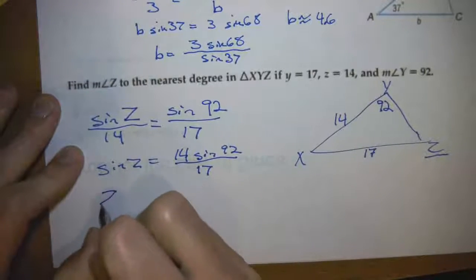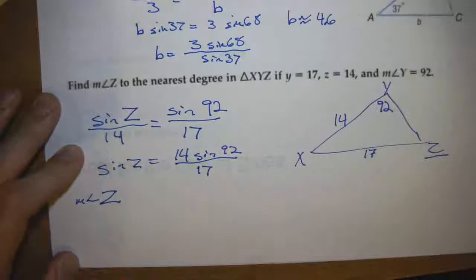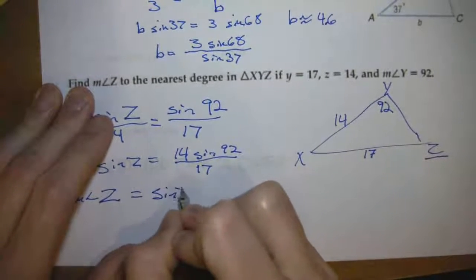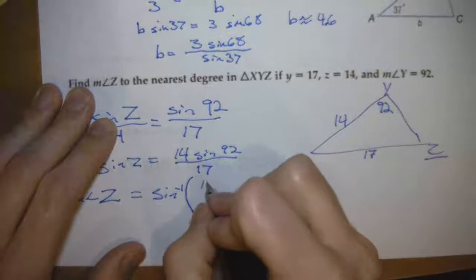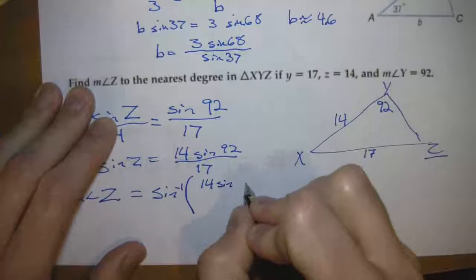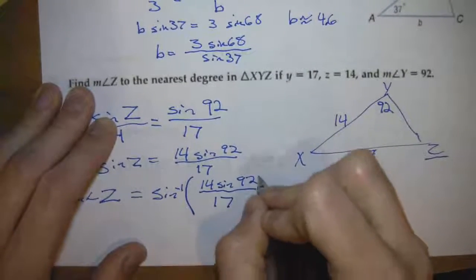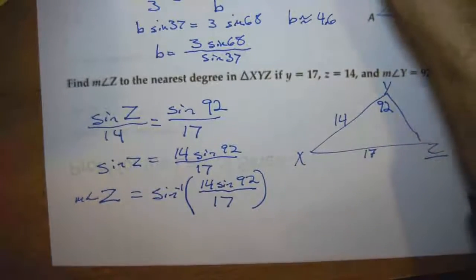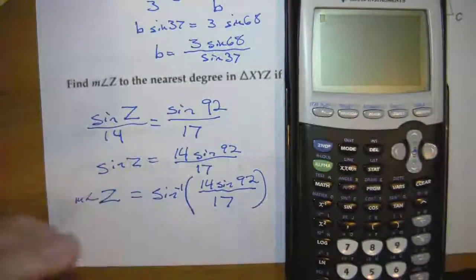So angle Z, or if you wanted to, you could write the measure of angle Z, if that makes you feel better, is equal to the inverse sine of all of this. So 14 sine of 92 over 17. So let's talk about how to enter that into our calculator in a way that's not going to be overly cumbersome and in a way that we can get consistent answers each time.